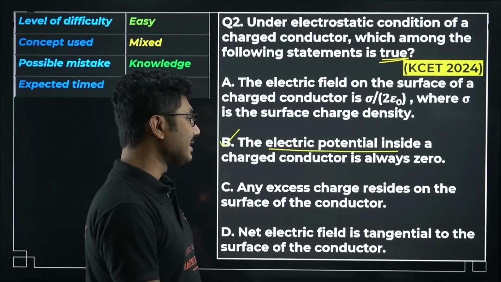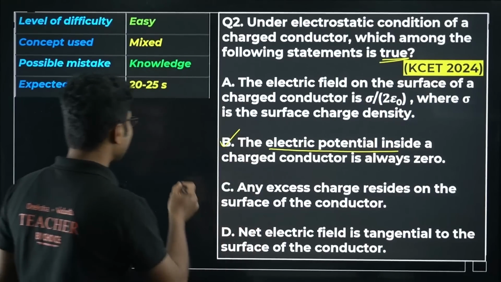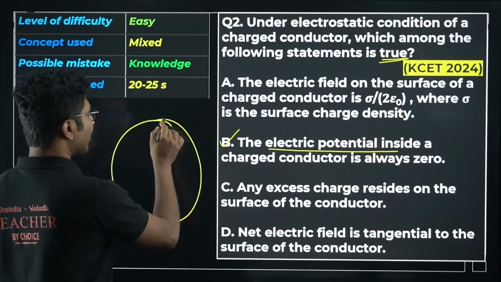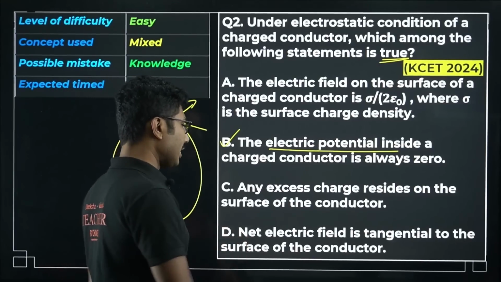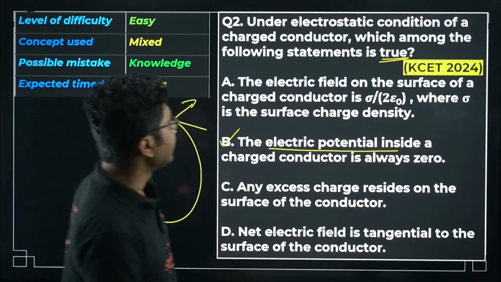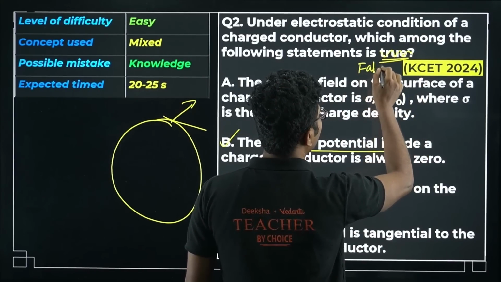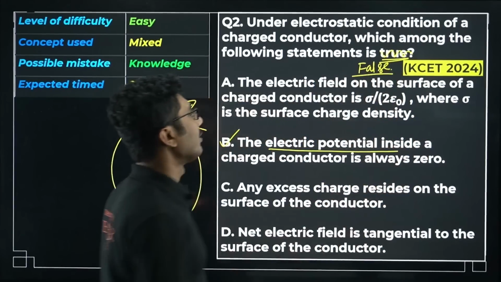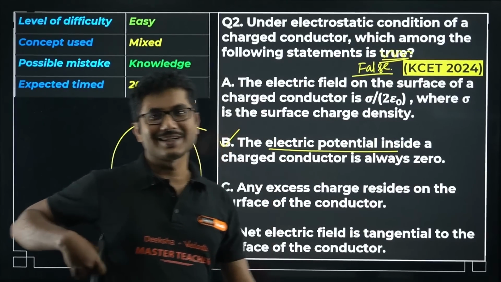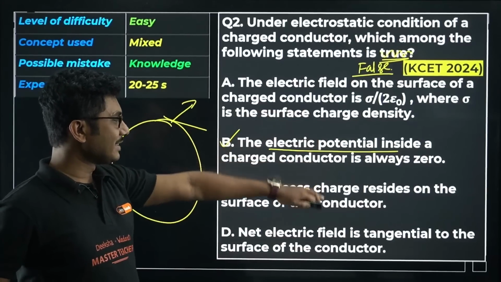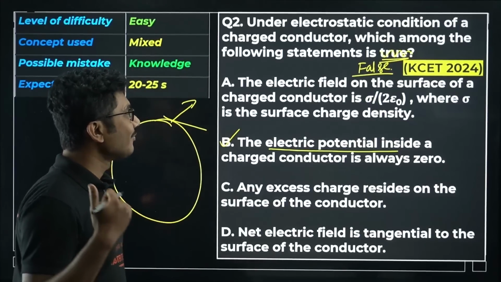Net electric field is tangential to the surface of the conductor. That is also correct. So if you consider any electric field, it is always tangential to the surface of the conductor. So this statement is also correct. So I think the question is wrong. It will be false. Okay, which of the following statements is false? This statement is false. Other than that, all the statements are correct. Okay, so this statement is true, this is true, this is true. So the question should be which of the following is false, right?